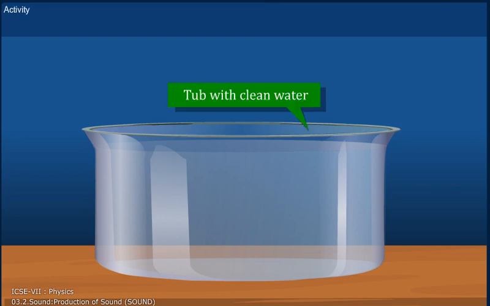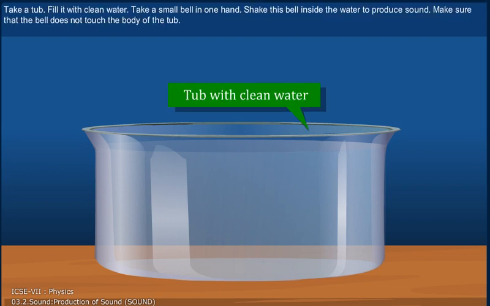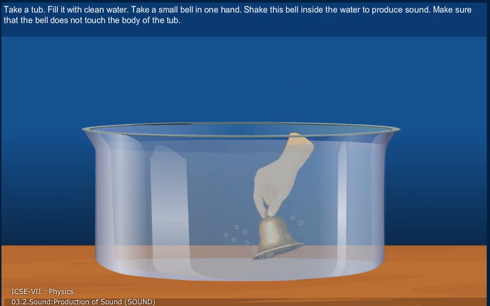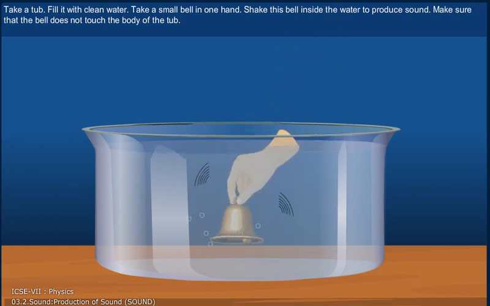Activity. Take a tub. Fill it with clean water. Take a small bell in one hand. Shake this bell inside the water to produce sound. Make sure that the bell does not touch the body of the tub.